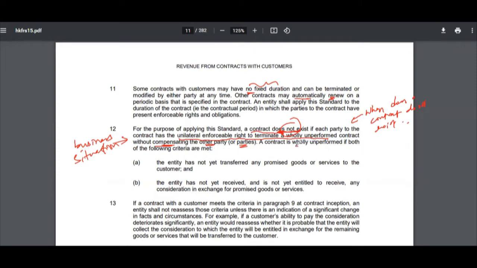So they've also explained what they mean. What are the conditions for wholly unperformed? So the company hasn't transferred any promised good or service. In addition, the entity has not received any money, right? So the contract basically is null and void in such a situation, right? So the company hasn't performed any goods or services, and hasn't received any money, and the contract is terminated, and therefore no contract exists. So that's what paragraph 12 actually talks about.